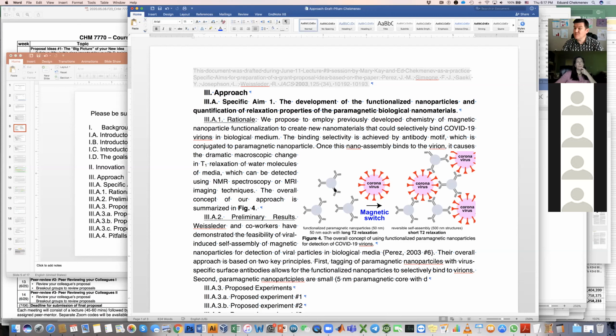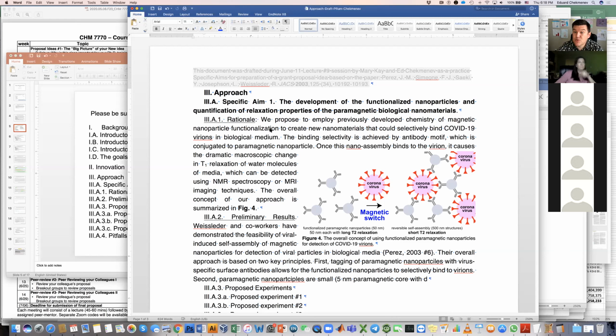To me, this is the reason why I'm calling it magic, because the number of functionalized nanoparticles hasn't changed in the sample volume, yet the interaction between the nanoparticles has changed because now they became very close to each other. This concept, in one of the seminal papers, they called the magnetic switch. So I will be emphasizing this concept in my rationale for how this method works. What I'm drafting here is the following text: for our specific aim 1, which is the development of functionalized nanoparticles and quantification of relaxation properties of the paramagnetic biological materials, my rationale is going to go as follows.